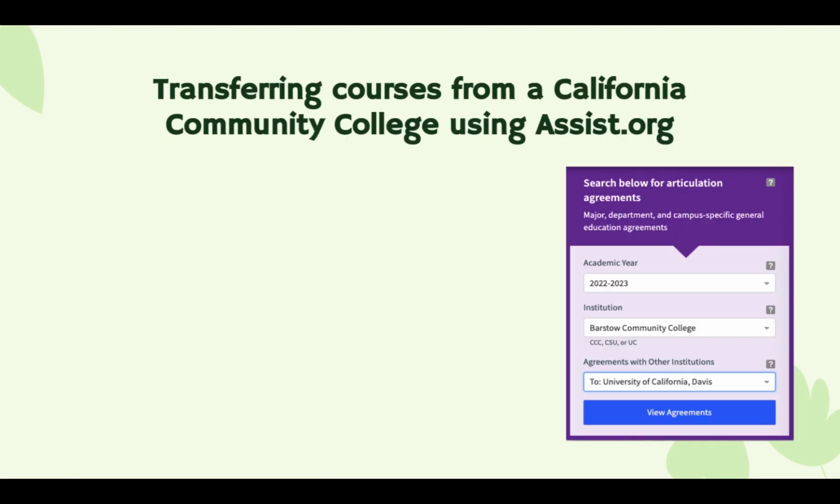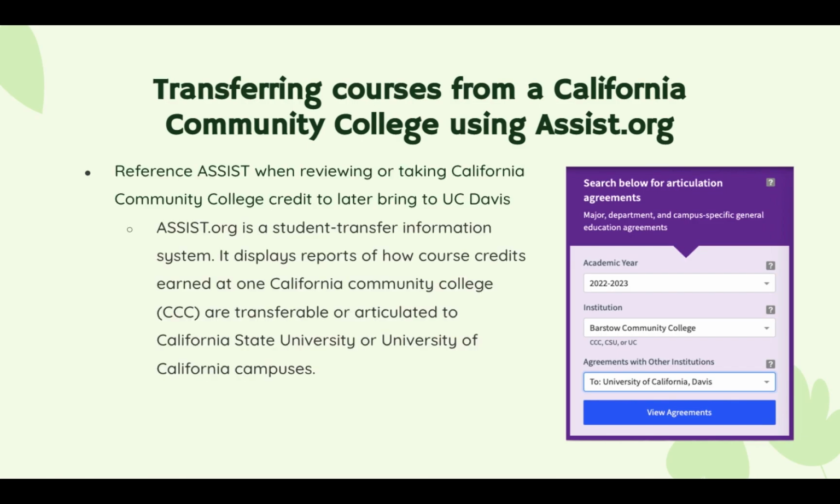Finally, we'll speak about transferring courses from a California community college using assist.org. Assist.org is a student transfer information system. It displays reports of how course credits earned at one California community college are transferable or articulated to California state universities or universities of California campuses.